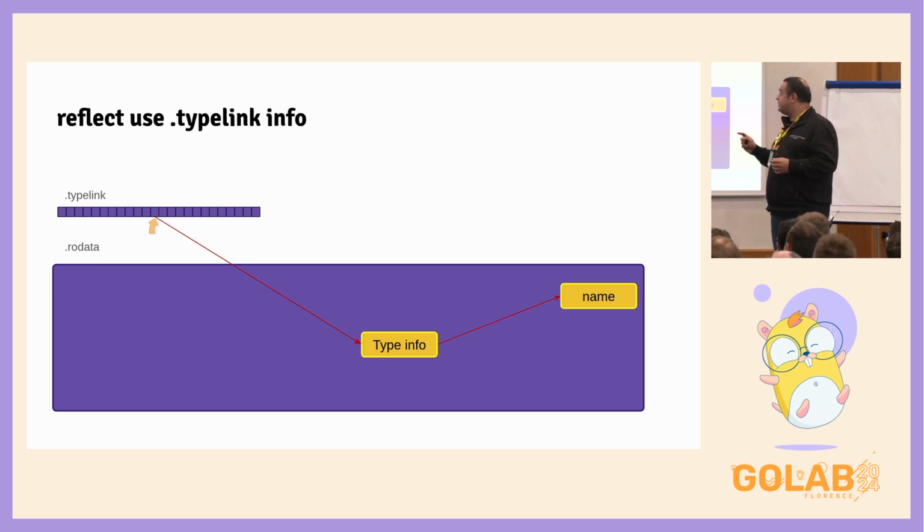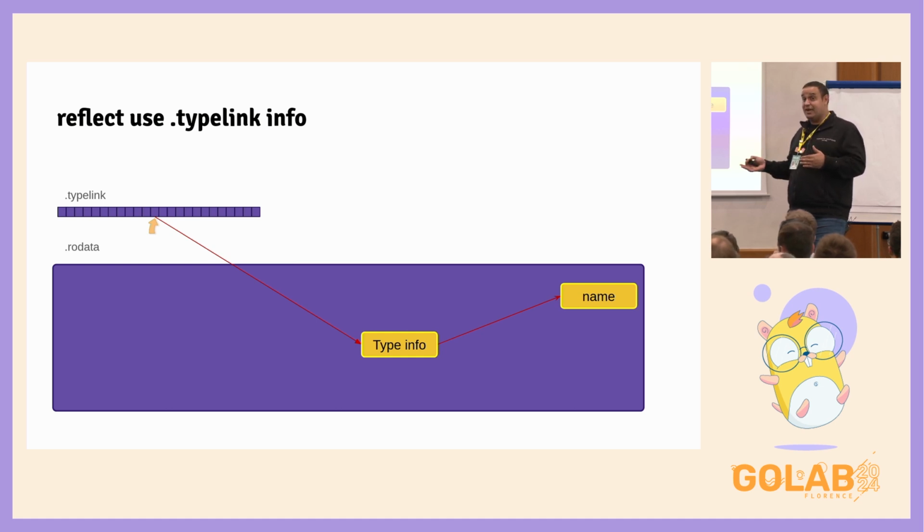Another thing that was cool was how reflect uses, for example, typelink info. Whenever you want to get a type by name using reflection, it's going to go to the typelink section, and it's going to start doing a dichotomic search, because the typelink section is a set of links to type info, and this typelink list is sorted by type name. So it's going to go to the middle, try to see the name of the type, and if that matches, okay. If it doesn't match, it's going to check if it's bigger or smaller, and then it's going to go there until it finds it. It's a dichotomic search.